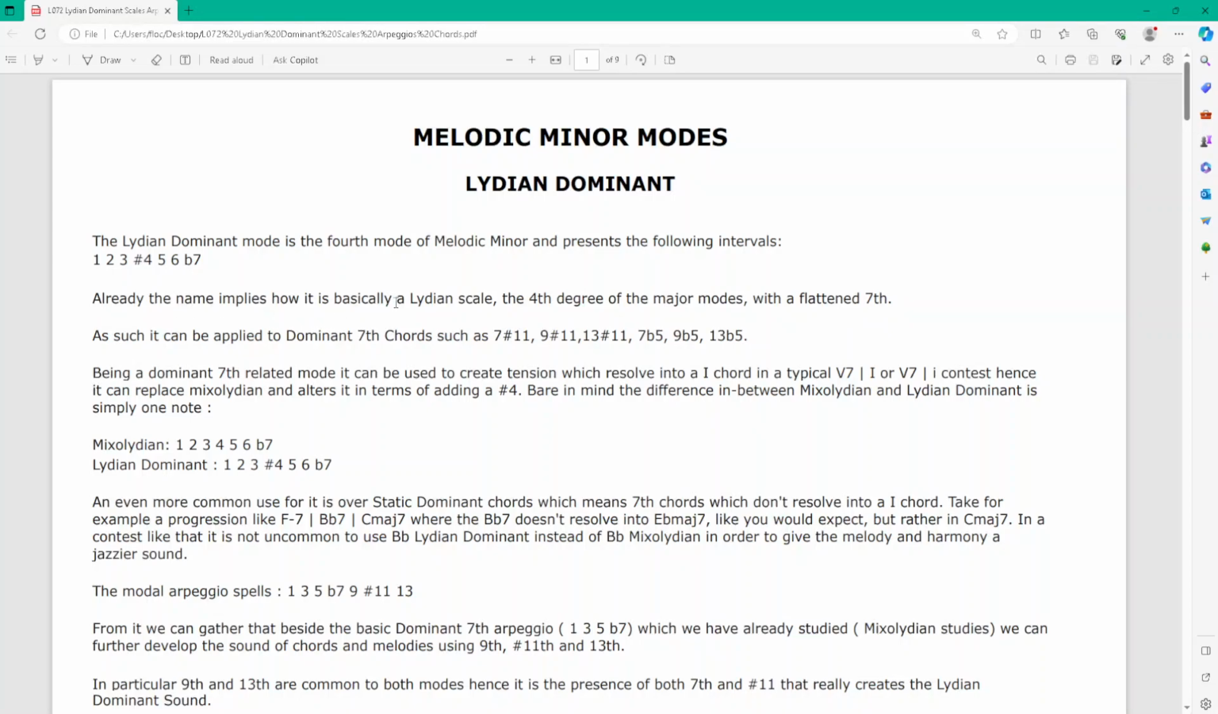Already the name implies how it's basically Lydian scale, the 4th degree of the major modes, but with a flattened 7. As such, it can be applied to dominant 7 chords, such as 7 sharp 11, 9 sharp 11, 13 sharp 11, and as we will see in a second, 7 flat 5, 9 flat 5, and 13 flat 5. Now, please don't forget that sharp 4 and flat 5 are basically the same note. Sharp 11 and flat 5 is the same note, just an octave higher. Now, academically speaking, the correct definition would be a sharp 4 and a sharp 11.